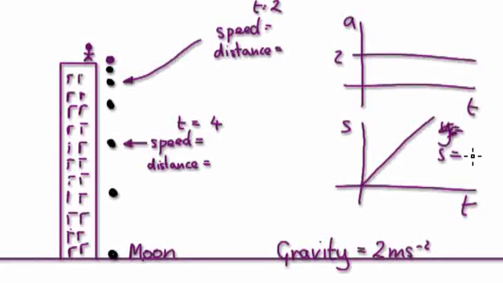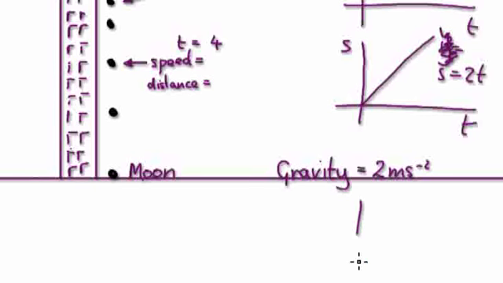S equals 2t. Sometimes I use y, sometimes I use s. It's up to you. And then you can do your distance-time graph. Okay, so distance-time. If you want to work out the distance at, let's say, 3, then work out the area at t equals 3.